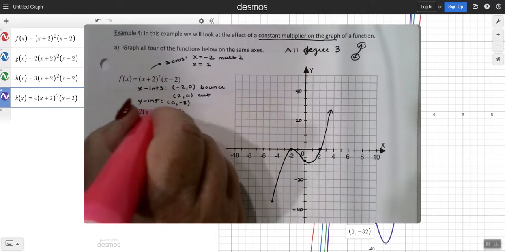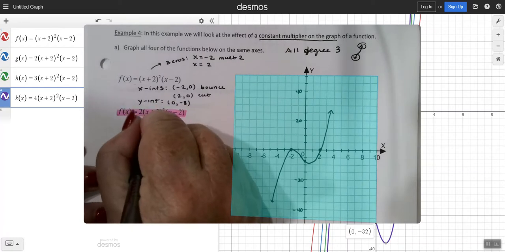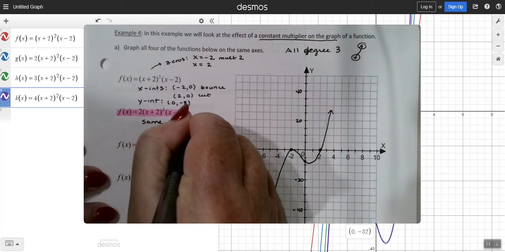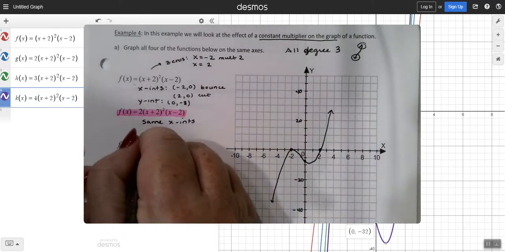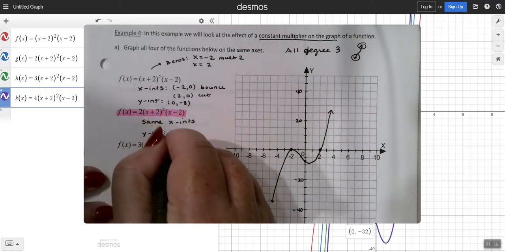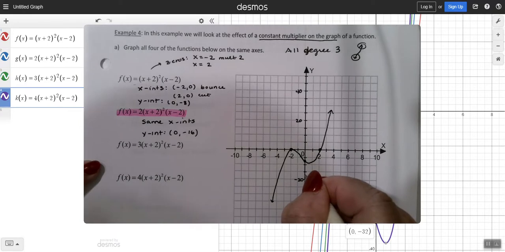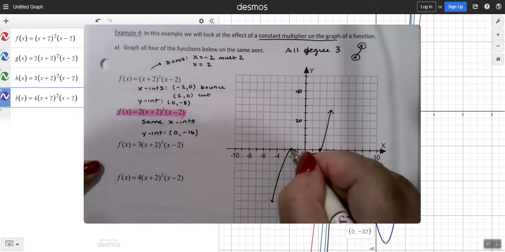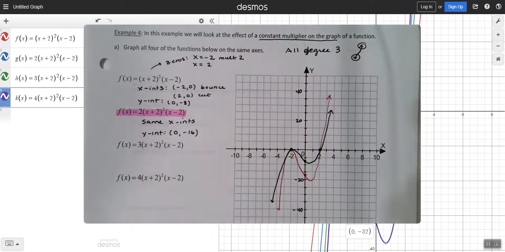My next graph, the one with the multiplier of 2, maintained the same x-intercepts, which it had to, right? The factors that we set equal to 0 are still the same. But because we doubled it, the y-intercept became 0, -16. And all of the y values in the graph, in fact, were doubled. So it looks something like that.